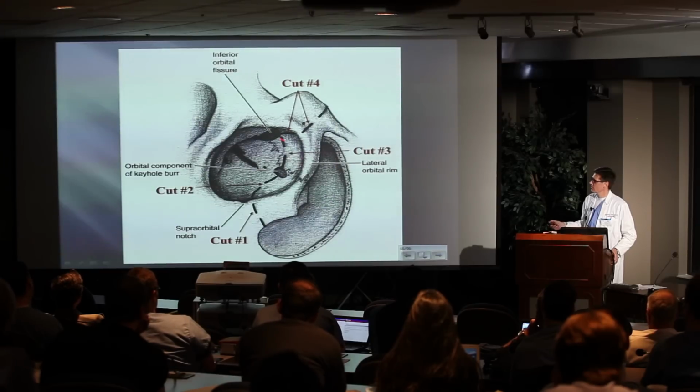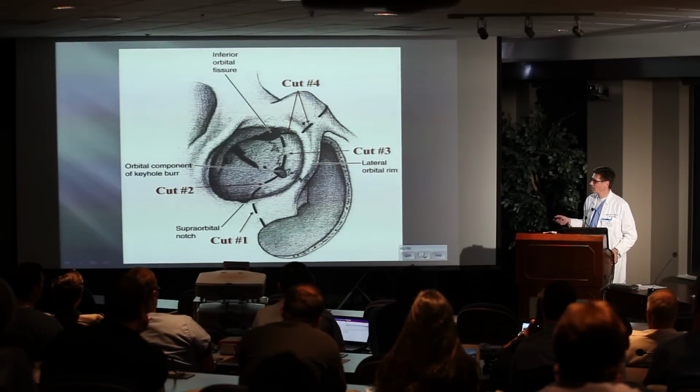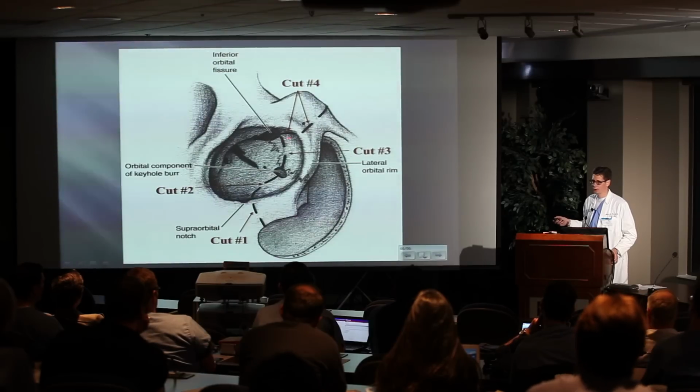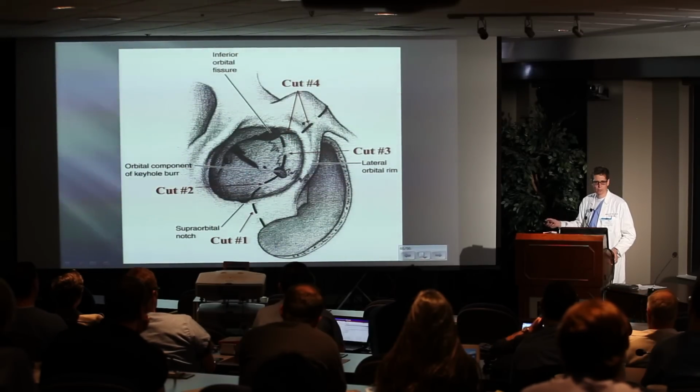And then this is, you might say, the hard cut or the important cut: you have to dissect the periorbita off with a Penfield 4 until you fall into the infraorbital fissure. It'll just fall in there. There's nothing in there that you're going to hurt.